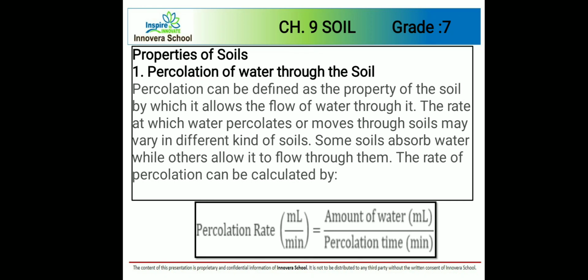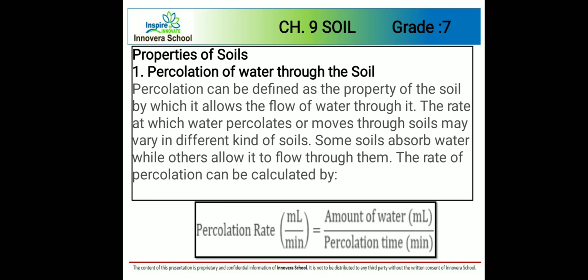Now coming towards a very important scientific part regarding the properties of soil. The first property is about percolation of water through the soil. So percolation can be defined as a property of the soil by which it allows the flow of water through it. The rate at which water percolates or moves through soil may vary in different kinds of soil. Some soil absorb water while others allow it to flow through them.